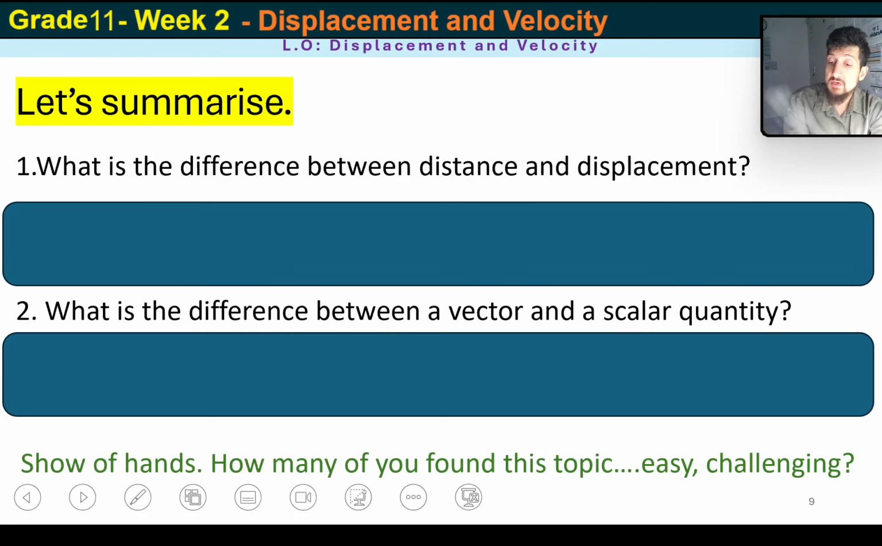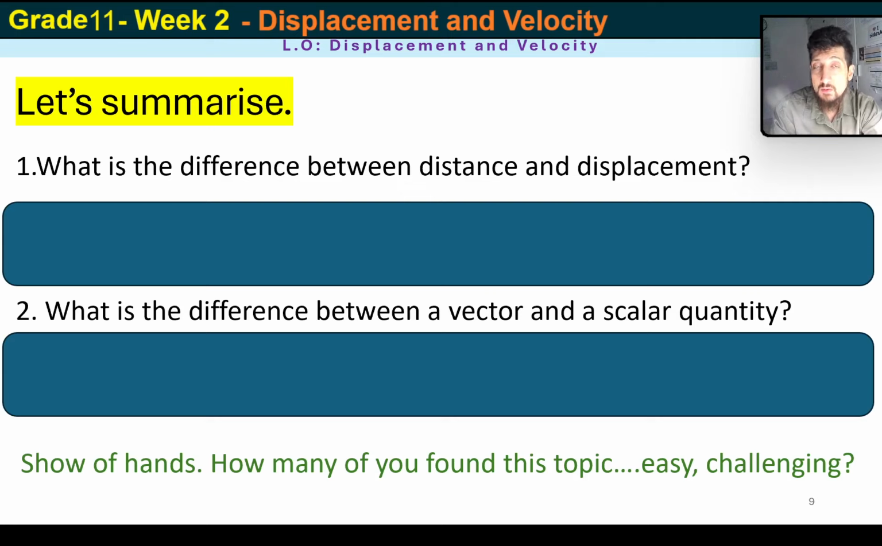So let's summarize. What is the difference between distance and displacement? Distance is the total journey, the length of the journey, and it is a scalar quantity. It does not have a direction. Displacement, on the other hand, is a vector quantity. It has both magnitude and direction, and it is the shortest distance between 2 points. Whereas the distance is not necessarily the shortest length between 2 points.